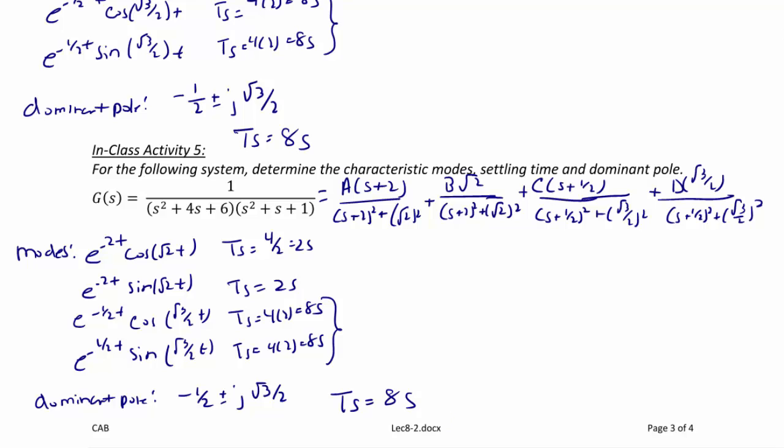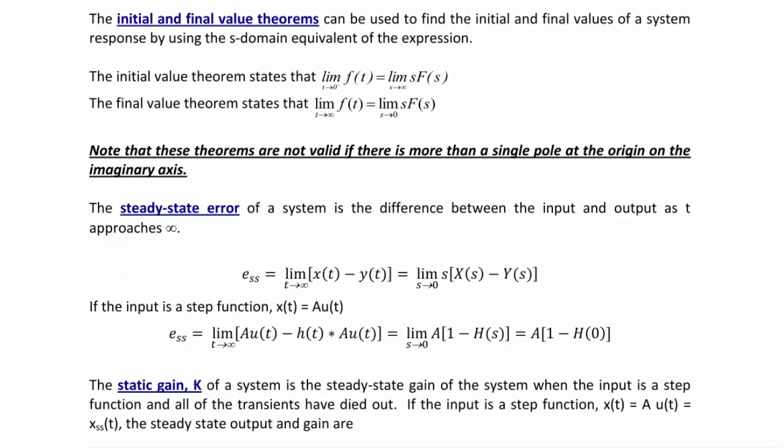The initial and final value theorems can be used to find the initial and final values of a system response by using the S-domain equivalent of the expression. For example, the initial value theorem states that the limit as t approaches 0 of f of t is equal to the limit as s approaches infinity of s F of s. The final value theorem states that the limit as t approaches infinity of f of t is equal to the limit as s approaches 0 of s F of s.